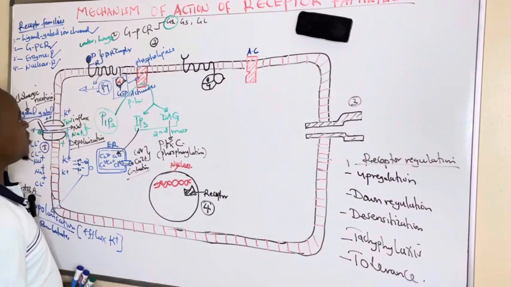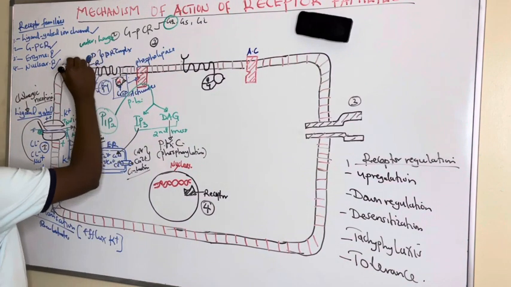And another type of G-coupled receptor, so this one was G2.